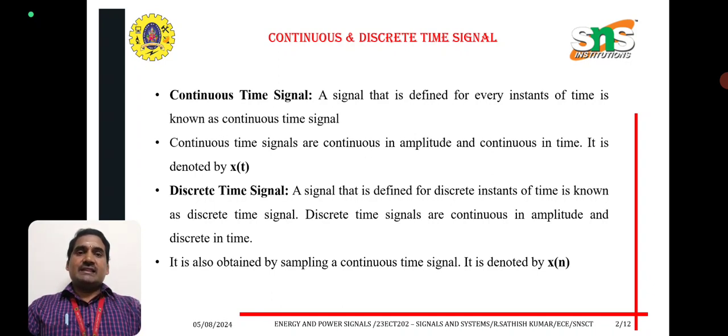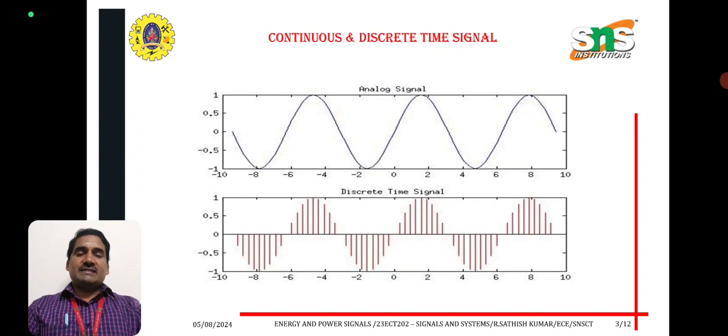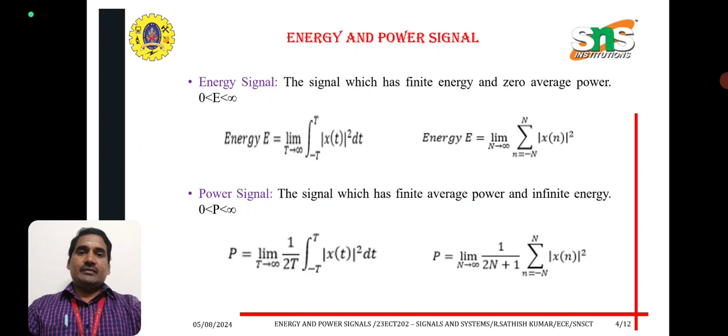Discrete time signal. A signal that is defined for discrete instants of time is known as discrete time signal. Discrete time signals are continuous in amplitude and discrete in time. It is also obtained by sampling a continuous time signal. It is denoted by x(n). This is the representation of continuous time signal and discrete time signal.